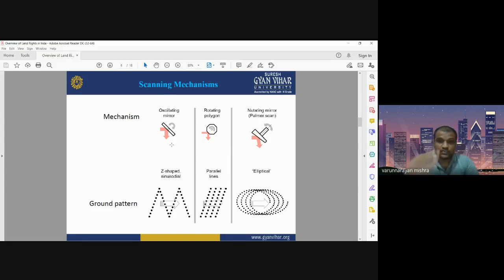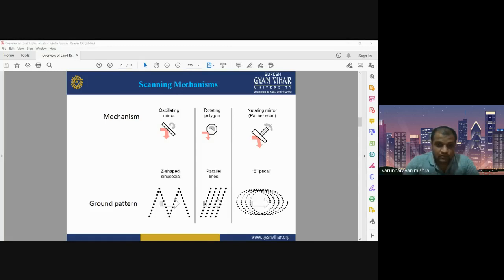If we use a rotating polygon, in case of rotating polygon we may have parallel lines on the ground. Here you can see the ground pattern. And if we are using a nutating mirror, that may have a Palmer scan, and it may have this kind of elliptical shape on the ground, elliptical pattern on the ground.